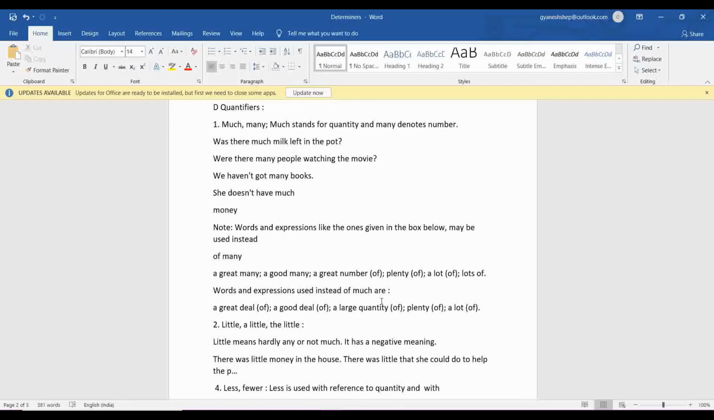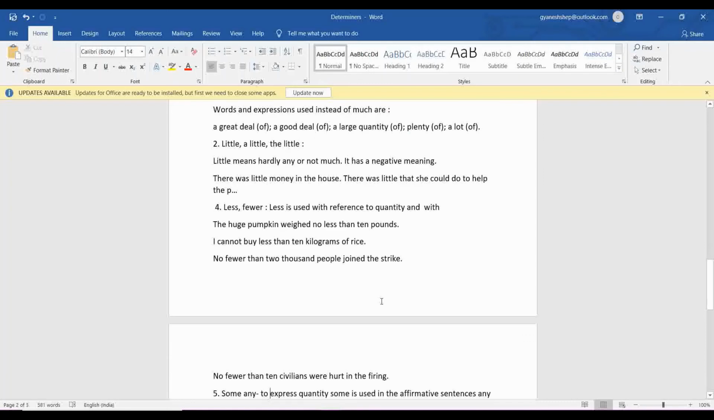Now, what about little, a little, and the little? When we are reading, we feel that the three words are similar, but see how they are used. When you use little, it means hardly any, not much, very little, so it has a negative meaning. Hardly any. Now what about a little? There was little money in the house. There was little that she could do to help the people.